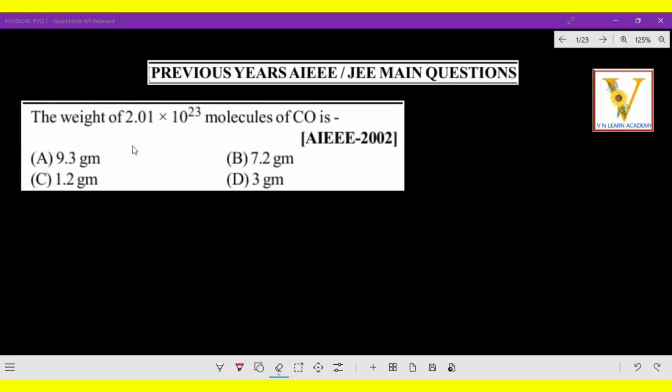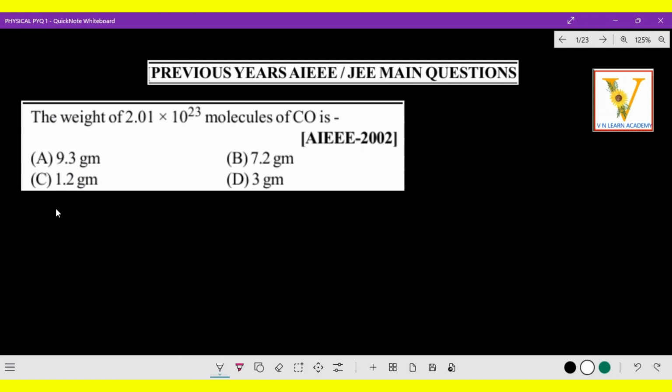Students, today we are going to see some more interesting and important questions from previous year questions. Topic: mole concept. Come on, let us discuss the first question. The weight of 2.01 into 10 to the power of 23 molecules of carbon monoxide. First and foremost, let us find out that 1 mole of carbon monoxide.